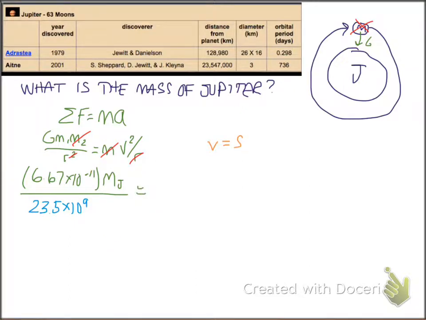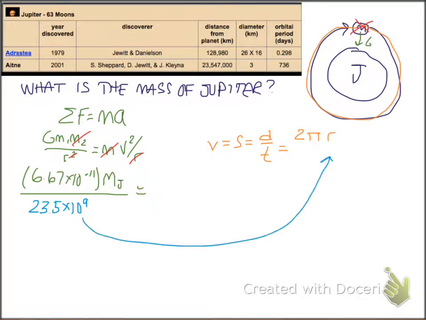And velocity is equal to speed. What's our equation for speed? Speed equals distance over time. How would we know the distance that that moon goes through? Well, that's going to be the circumference of the circle, which is 2 pi r. And what would we use for the radius? Yep, we use that value we found earlier.